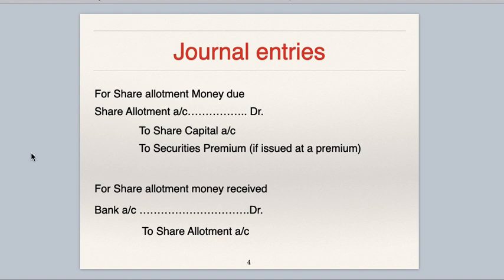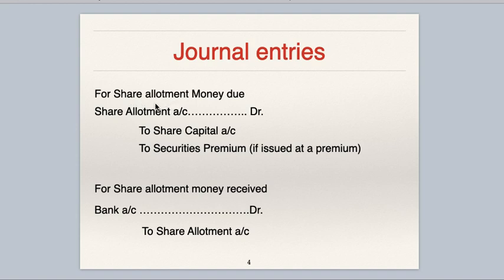Sometimes company issues shares at premium, that is above face value. This amount over and above face value is known as securities premium, and this securities premium gets transferred to securities premium account, and share capital is to be credited only with face value of shares. Now we'll see journal entry if shares are issued at premium and this premium money is included in allotment.